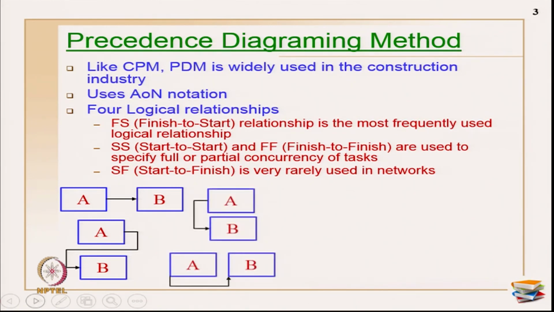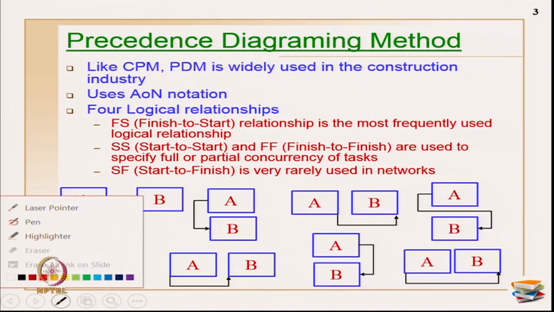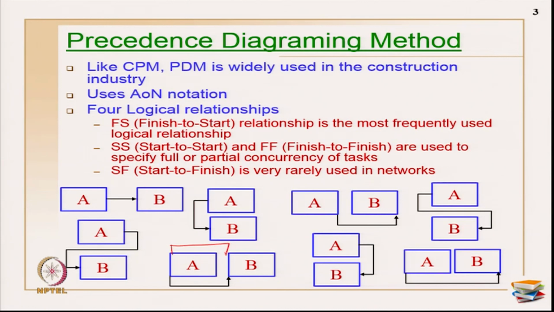Then the next relationships are start start and finish finish. Generally the start start and finish finish are used together to explain the partial concurrency of activities. This is start start, after A starts B should start. That is what I am representing here. You can also represent like this. So, any form is fine. And finish finish: after A is completely done, B should be completed, and the same thing I have represented when it is arranged in the vertical order.